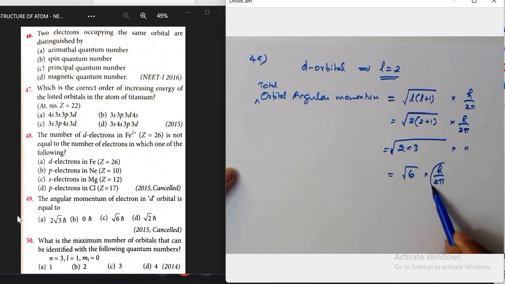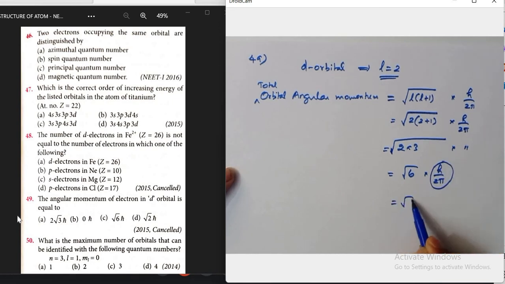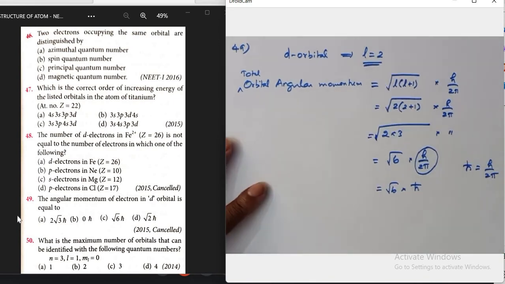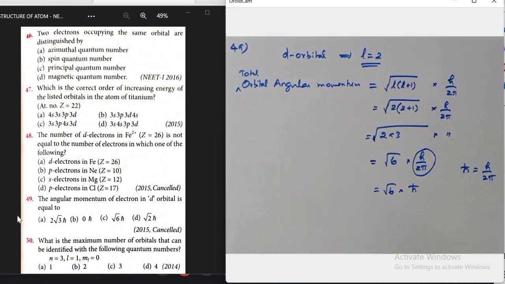And remember, h by 2 pi can also be written as h cross. Remember, h cross is nothing but h by 2 pi, students. Observe carefully. So you can also write it like this: total orbital angular momentum equal to square root of 6 into h cross. Clear? Any doubt?